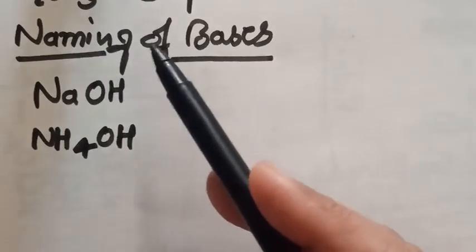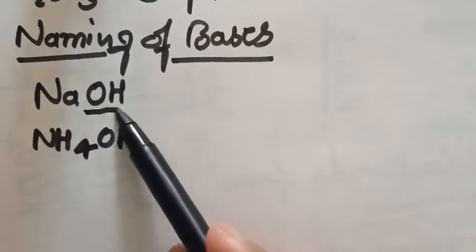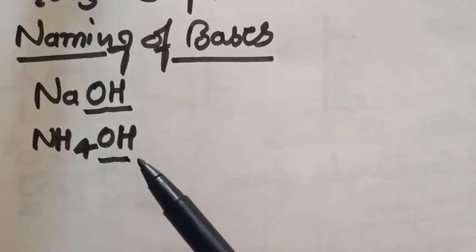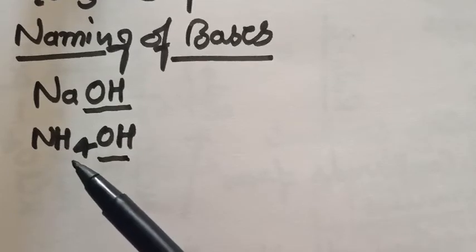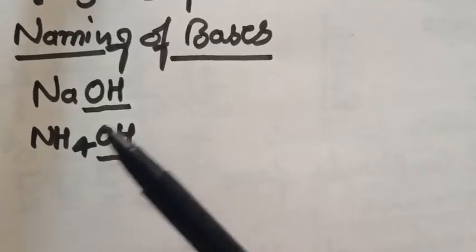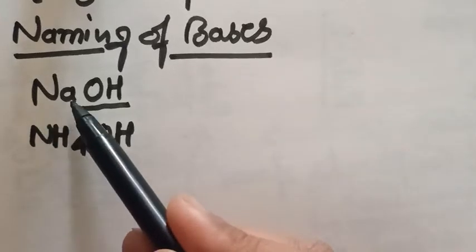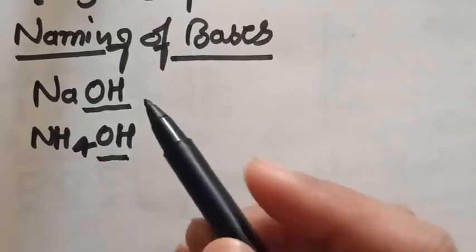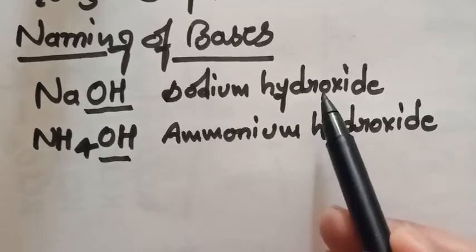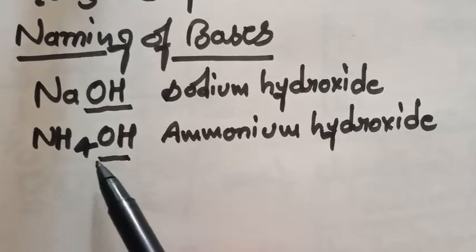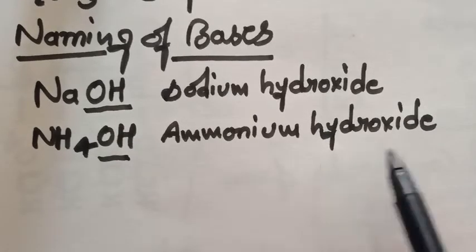Alright, so the next topic is naming of bases. As we know, bases contain OH radicals, and they are known as hydroxide. After the name of the metal, we have to use this hydroxide. So this one is the metal. Alright, so the name of NaOH will become sodium hydroxide, and NH4OH, this one is ammonium, so that is why ammonium hydroxide.